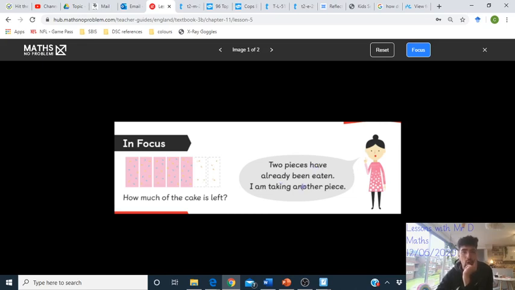2 pieces have already been eaten. I am taking another piece. How much of the cake is left?